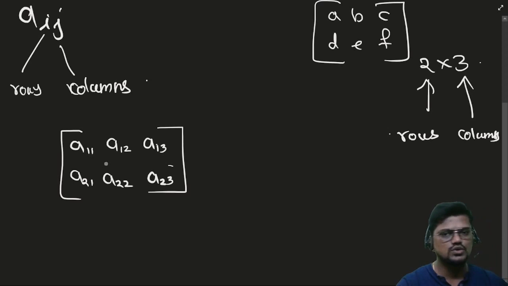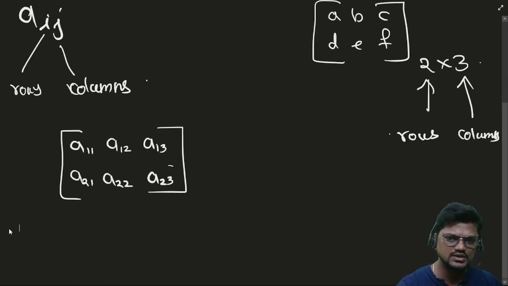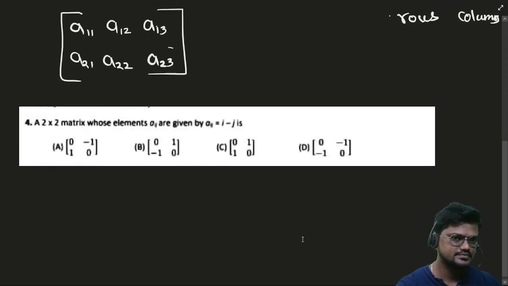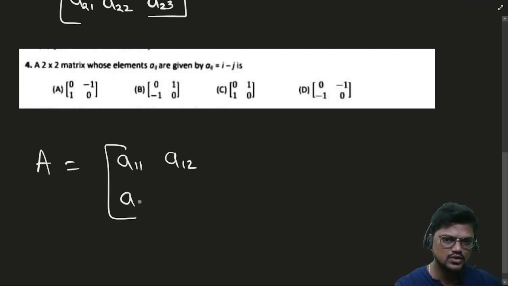So if they ask you over here, as per the question, you need to know only this much to solve this question. For a 2 into 2 matrix, what will be the numbering? For a 2 into 2 matrix, it will be a11, a12, a21, a22. Fine.